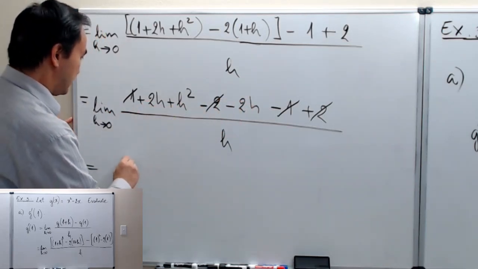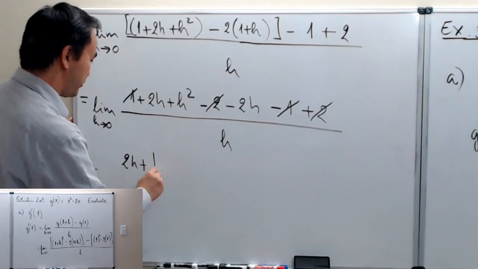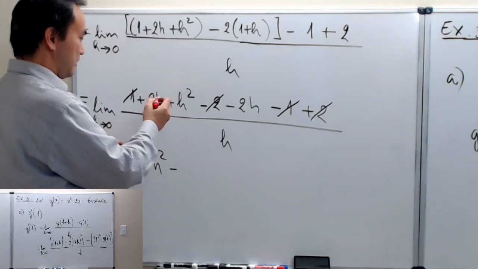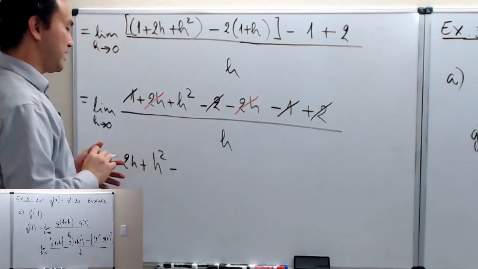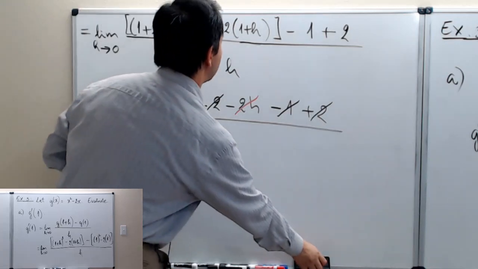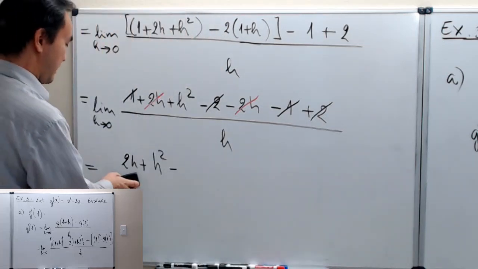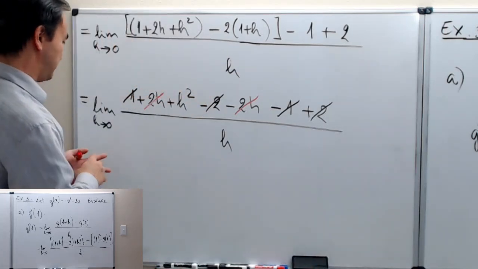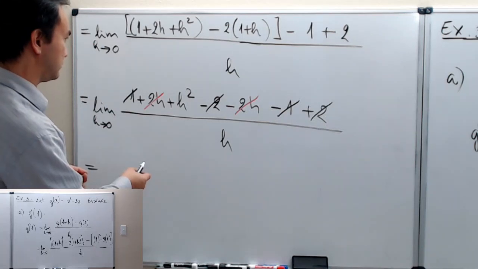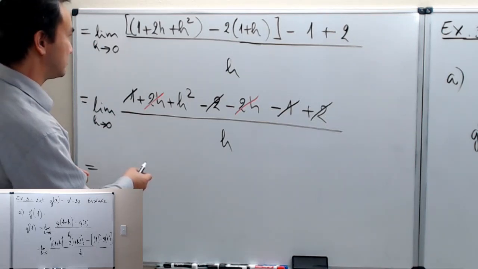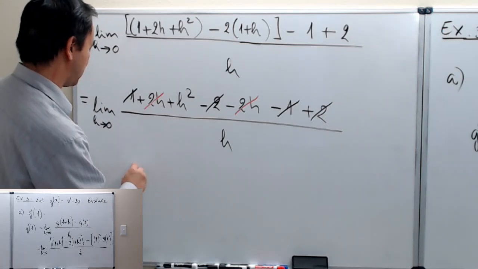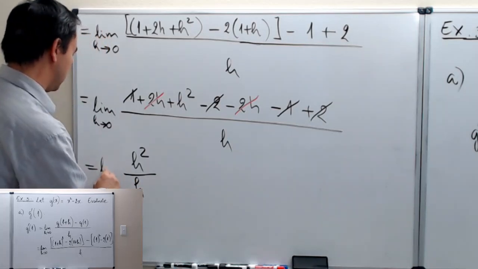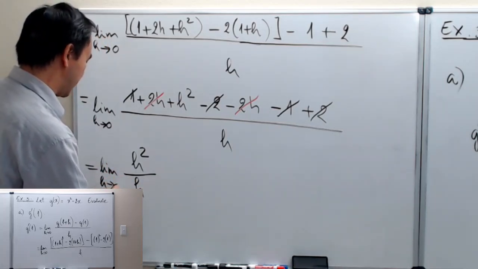After simplifying all that there, let's see what we have. 2h plus h squared minus 2h. I actually didn't notice I also had two other opposite terms to cancel out right there. And so now that means I only have h squared right over h here. All of a sudden the expression became really short.